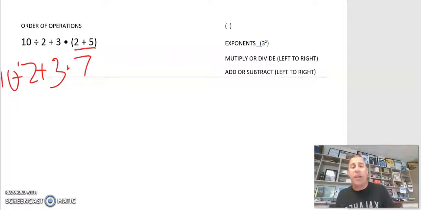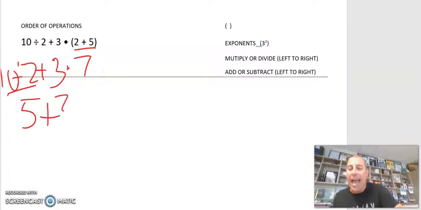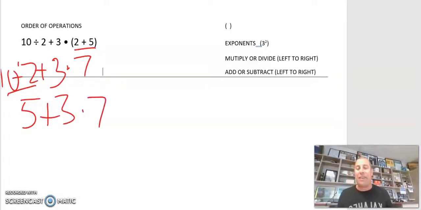So now I'm looking for exponents. I don't see any. So now I'm going to multiplication or division. So who shows up first? As you go from left to right, who is there? Well, it's the division. All right, so 10 divided by 2 is a 5. We'll add the 3 times the 7.